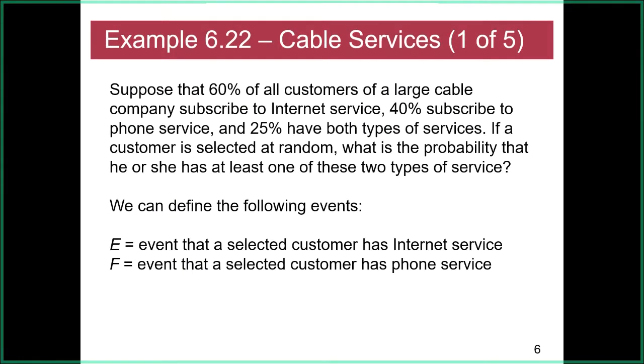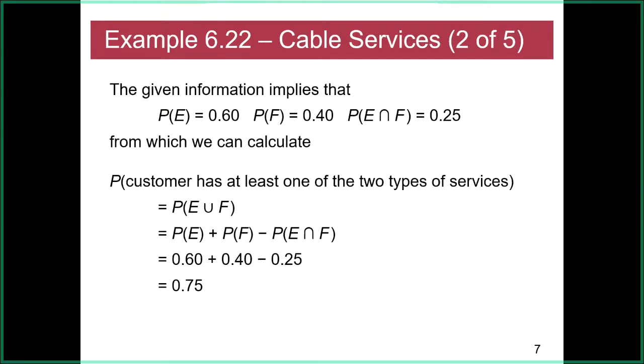So suppose that 60% of all customers of a large cable company subscribe to internet, 40% subscribe to phone, and 25% have both. If E is the event the customer has internet and F that they have phone, the probability of E or F is the probability of having internet plus the probability of having phone minus the probability they have both. Again, those were counted in both of these, so we had to subtract it out since it's been counted twice, giving us a probability of 0.75.